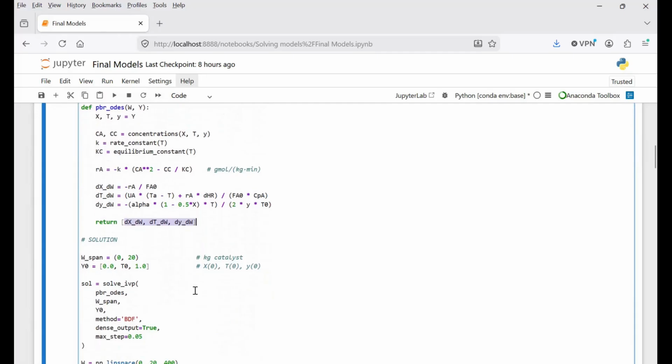Okay. Now, how do we solve it? To solve it, solve_ivp will take in the function, and we take in the time span, but in this case it is the weight span because we are solving it over weight.